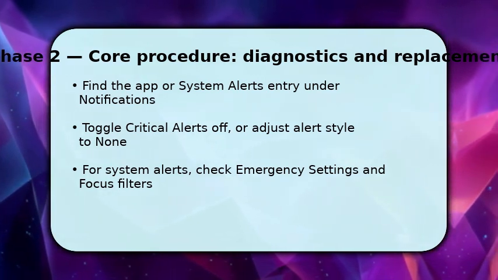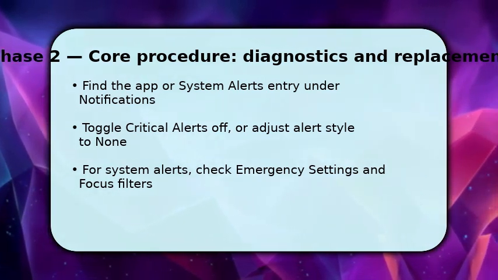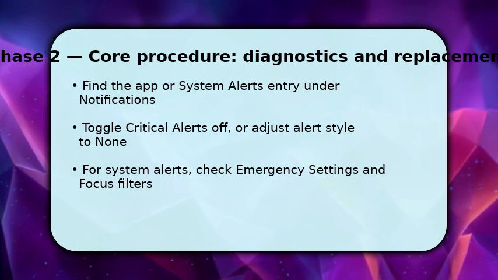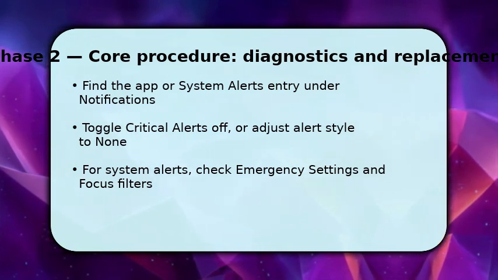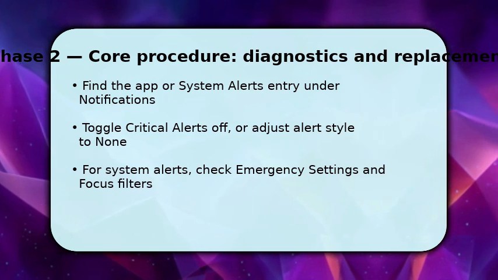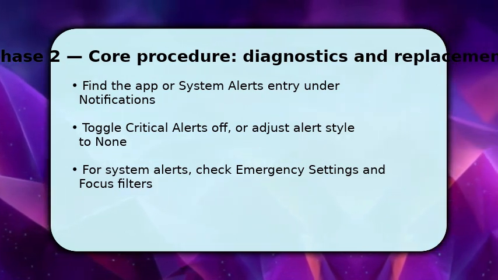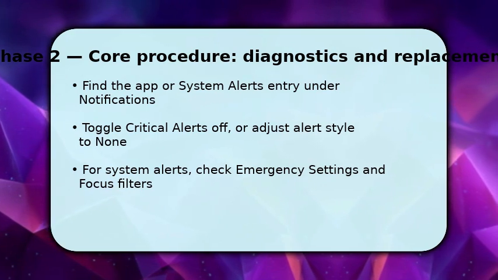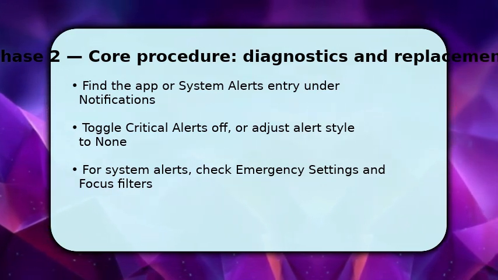For persistent system-level tones, go into Emergency Settings and disable non-essential notices. Make sure you understand which emergency alerts you keep. If focus filters are active, inspect their permissions, since they can re-enable or suppress critical alert behavior.